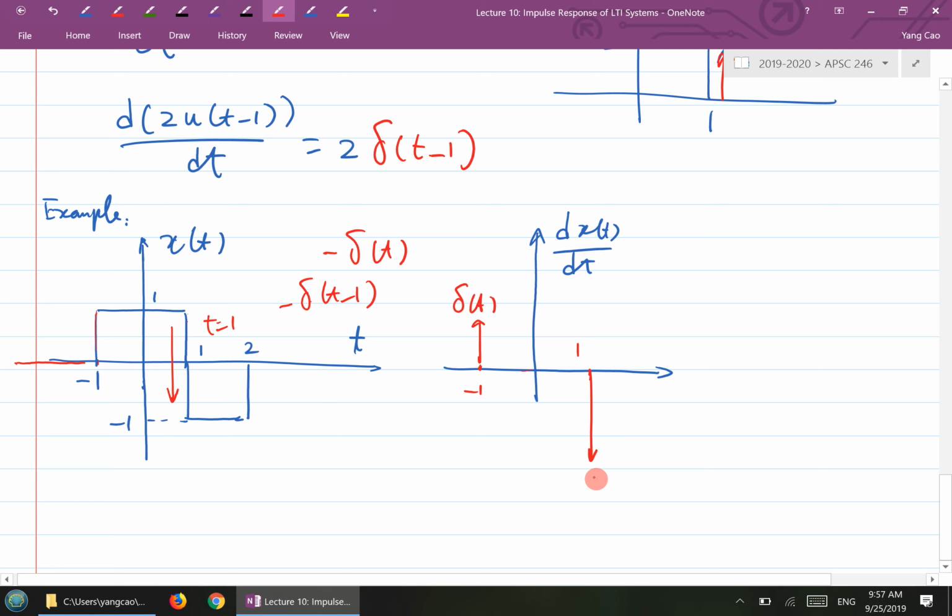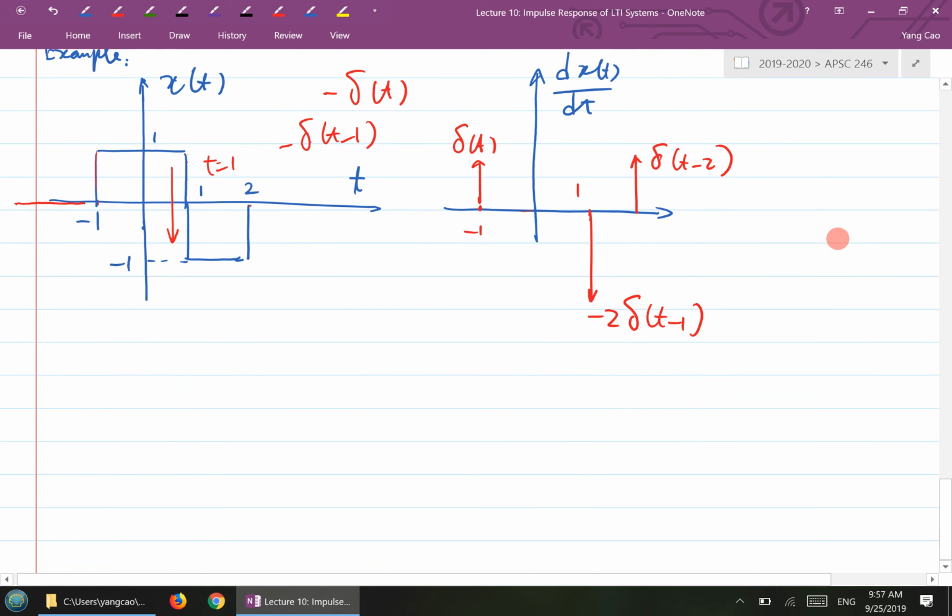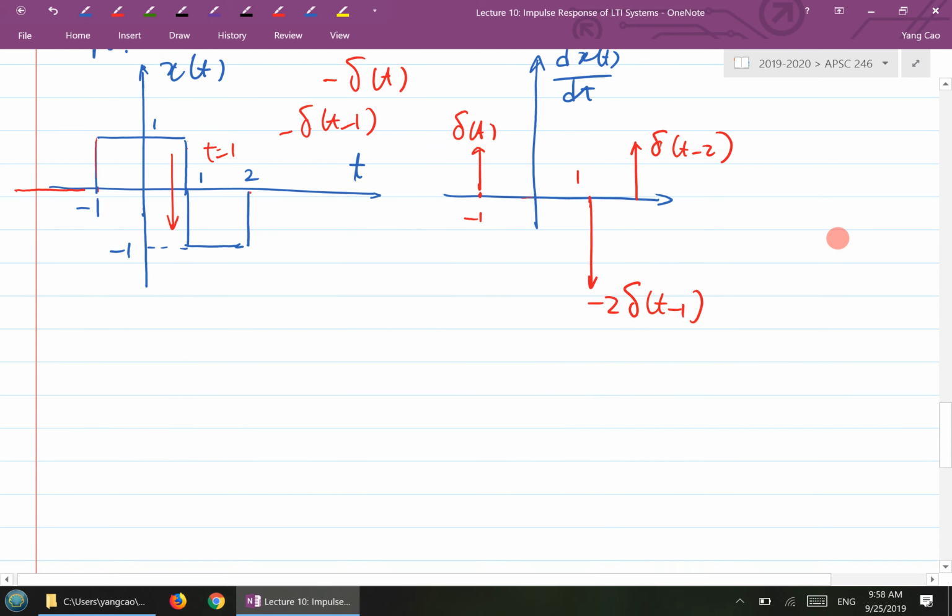How do we write that? We have -2 times delta t minus 1. And then back to t equal to 2, there's one more jump here. It's delta t minus 2 here. So that's the nature of the derivative of this original black box here. All good? This is visually to show you.